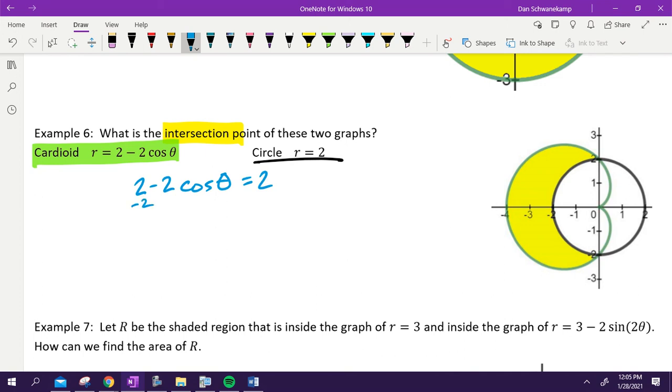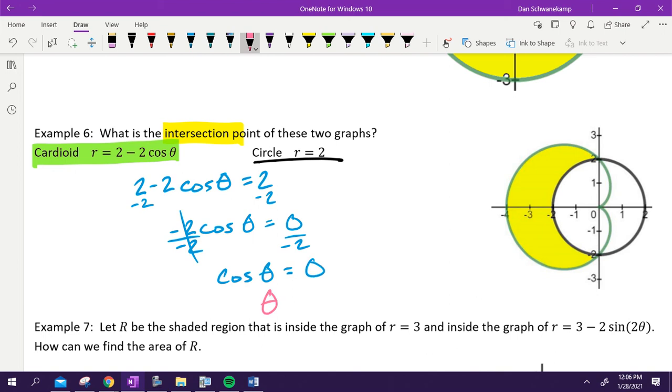I'm going to solve. Minus 2, minus 2. Divide by negative 2, divide by negative 2. When is cosine of theta going to be equal to 0? At what two spots is cosine of theta going to be equal to 0? Pi over 2 and 3 pi over 2.